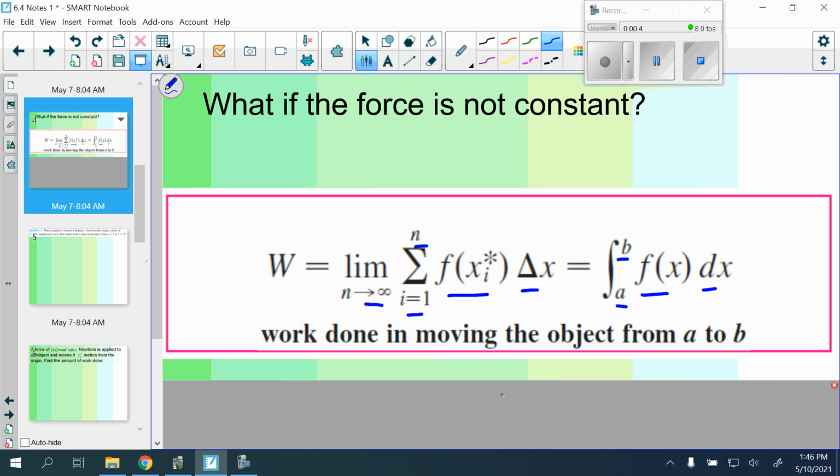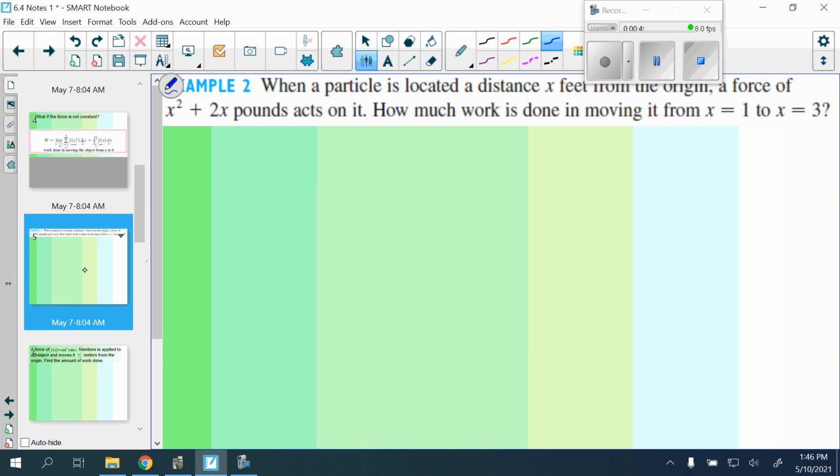Let's look at an example. So when a particle is located x feet from the origin, a force of x squared plus 2x pounds acts on it. You can see that is not constant. That's a variable force. Depending on what you put in for x, you get different values there. How much work is done in moving it from 1 to 3?